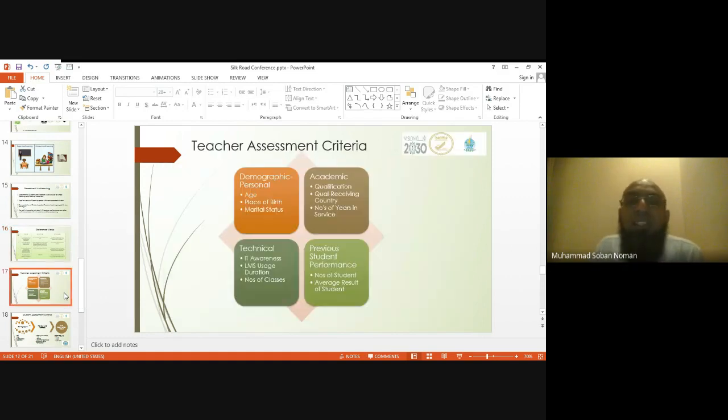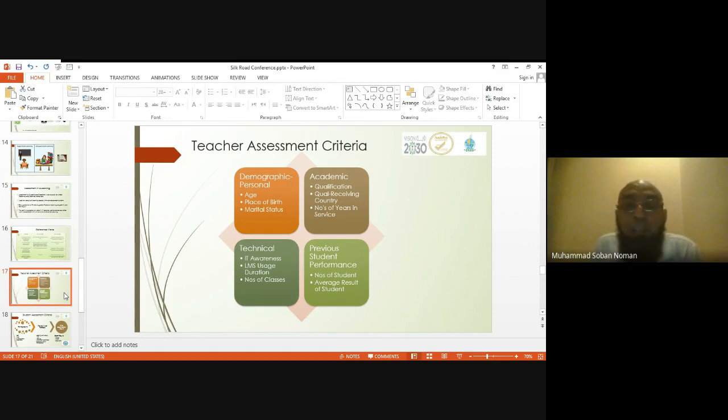What we have decided and proposed is that we need the teacher assessment criteria as well. Based on these papers, we need the demographic and personal data for that faculty, the academic criteria for that faculty, the technical assessment for that faculty, as well as previous student performance.